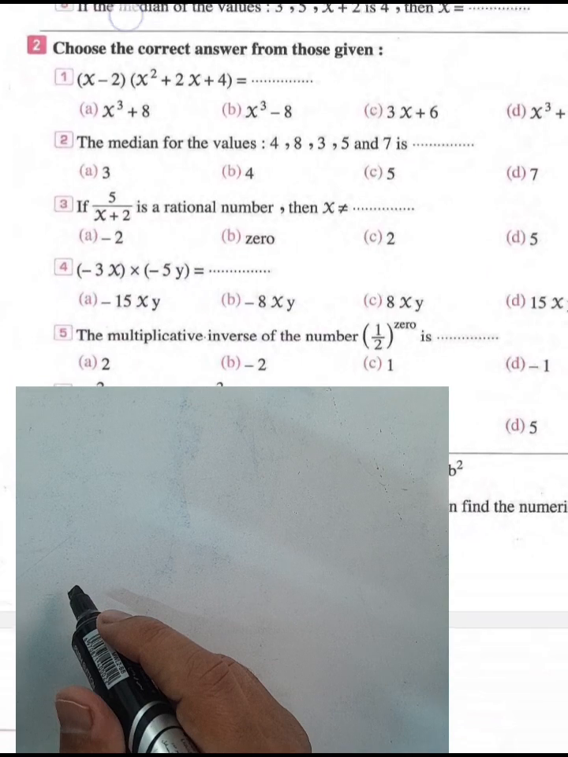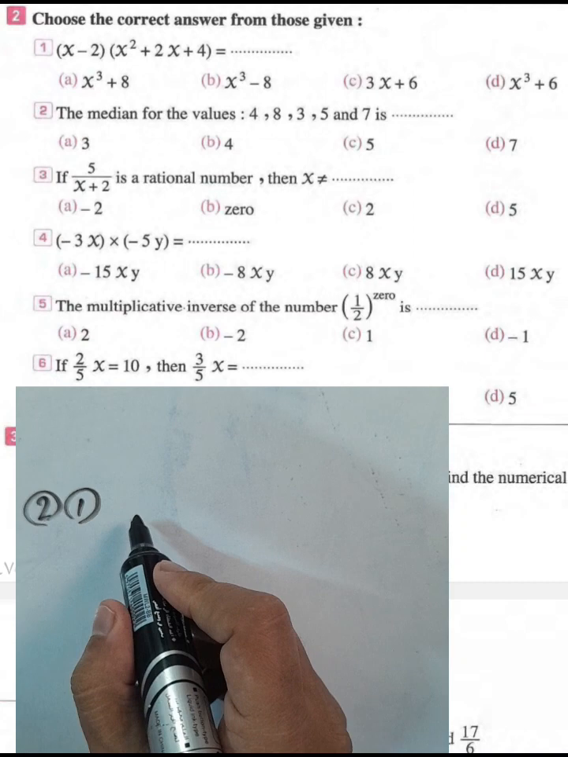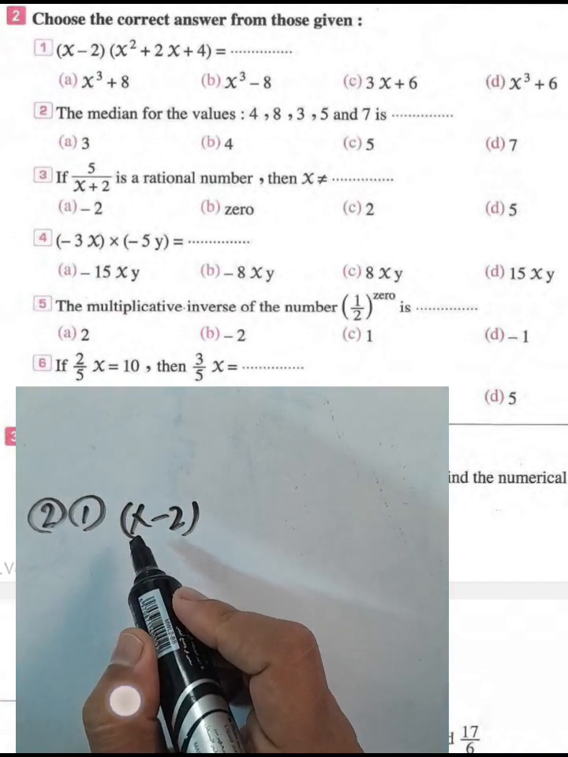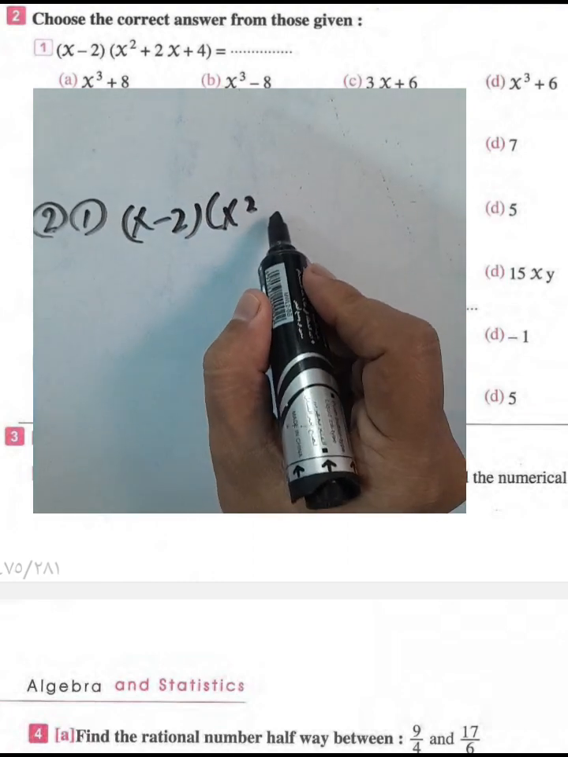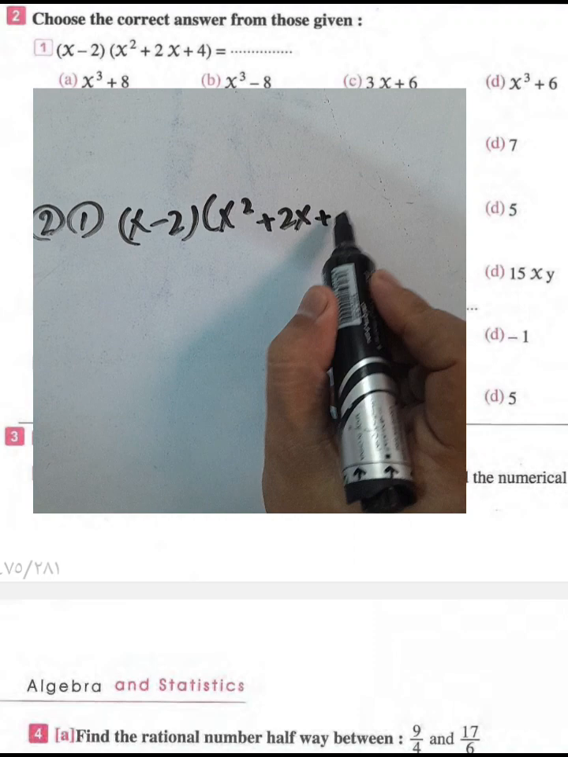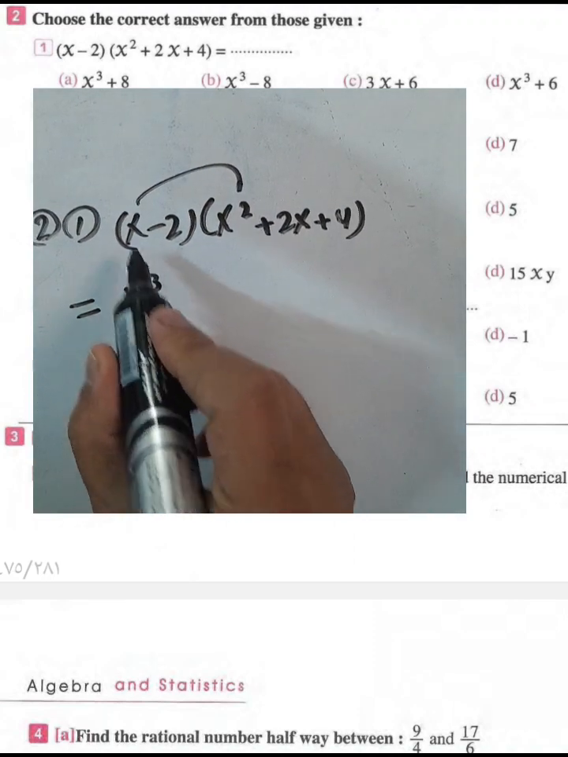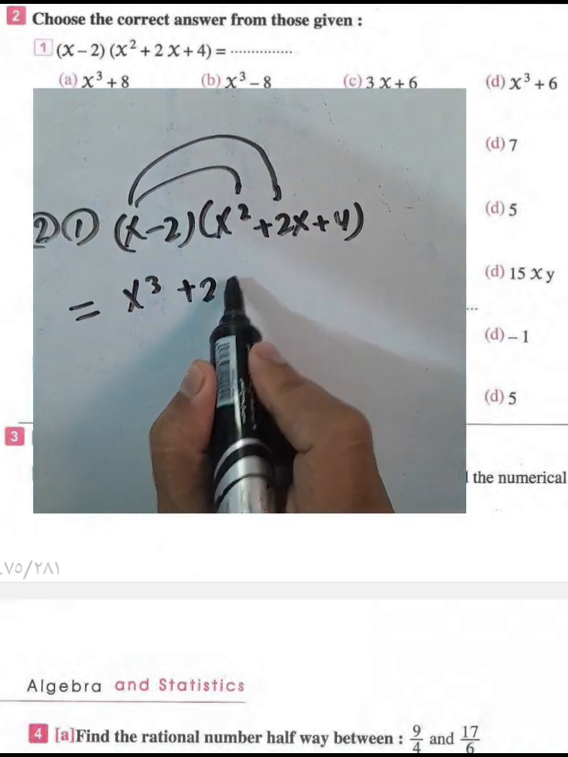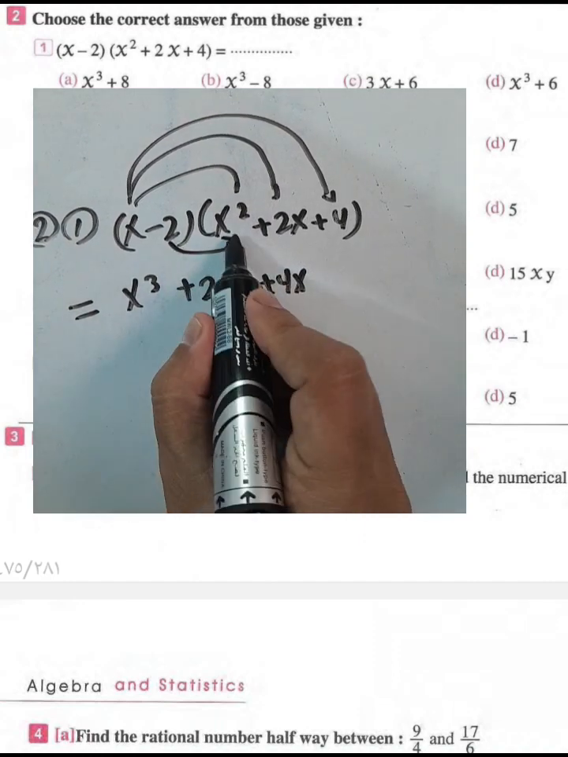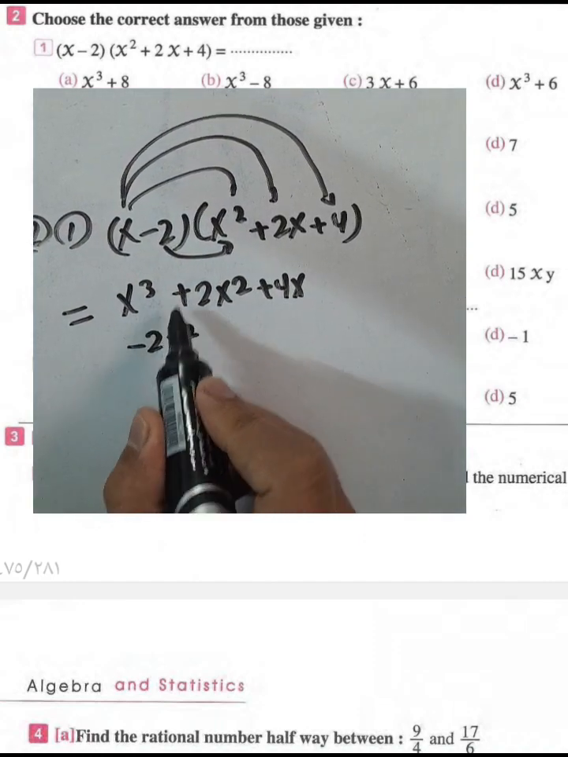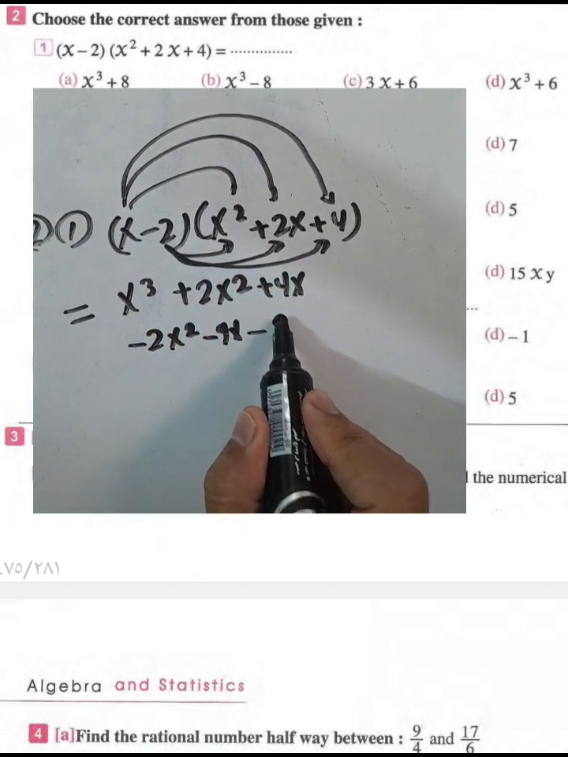Question number 2, choose the correct answer. Number 1, x minus 2 times x power 2 plus 2x plus 4. We can write x times x power 2 will be x power 3, and x times 2x will be 2x power 2, and x times 4 will be 4x. Negative 2 times x power 2 will be negative 2x power 2. Negative 2 times 2x will be negative 4x. Negative 2 times 4 will be negative 8.